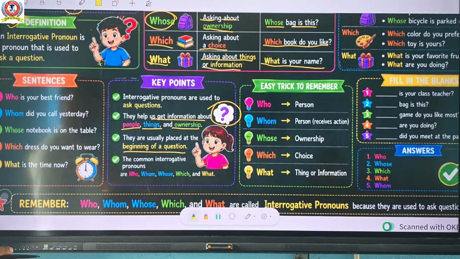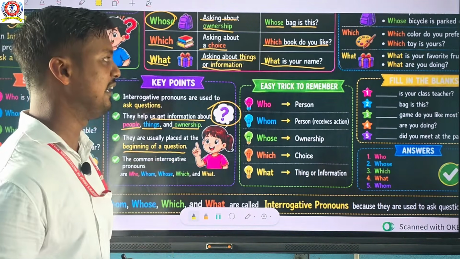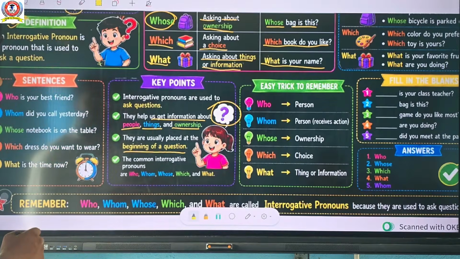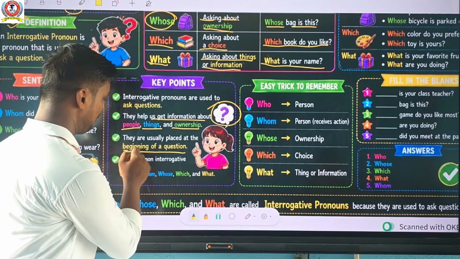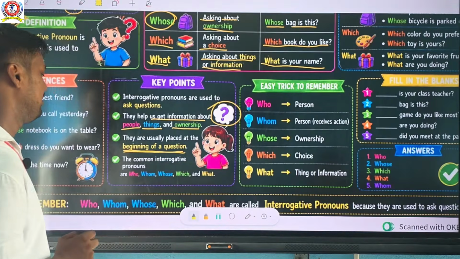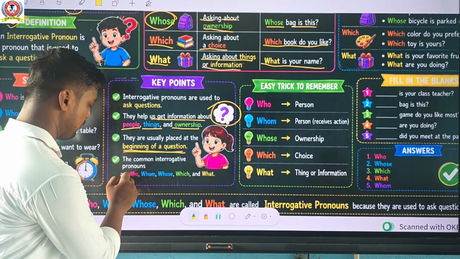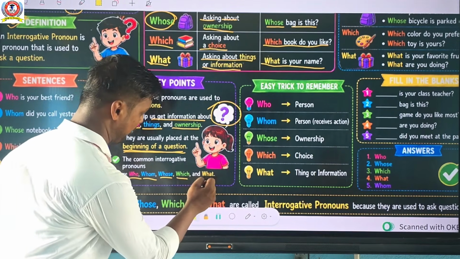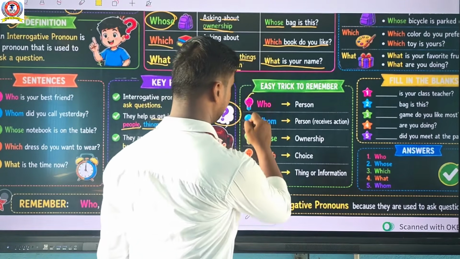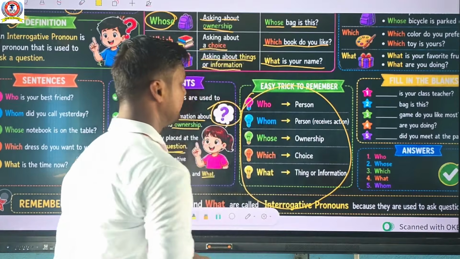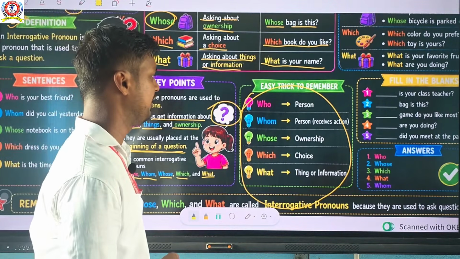Okay. You can see there are a lot of sentences. And the first word of the sentence is the interrogative pronoun, who, at the beginning of a question. The common interrogative pronouns are who, whom, whose, which, and what. Okay. So is there a trick to remember? You can remember, or you can note it in your copy.